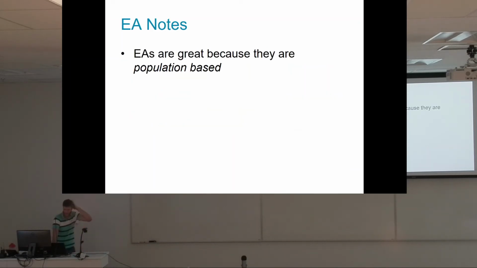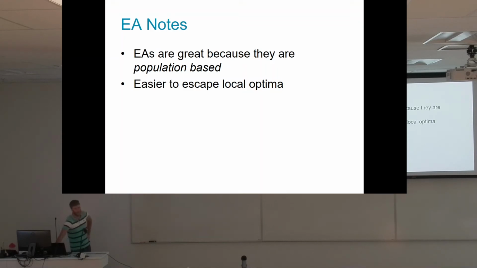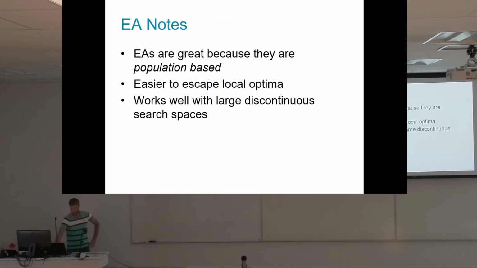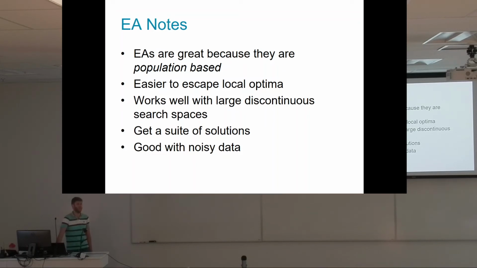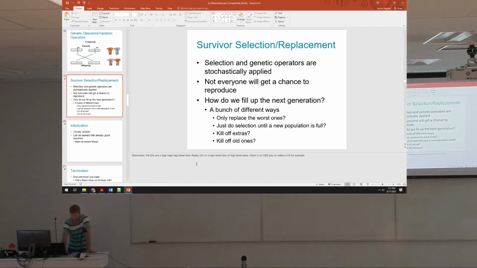Hill climbing, yeah. EAs are great because they are population-based. That helps them escape local optimum. If I've got a bunch of solutions, hopefully they don't all land in the same local optimum, right? It works well with large discontinuous search spaces, and you get a suite of solutions at the end. If I've got a population of 100, they're all probably going to be pretty good at the end. So that's awesome. It's good with noisy data. Real-world data is terribly noisy, and it's pretty good working with noisy data. And yeah, that's an EA.